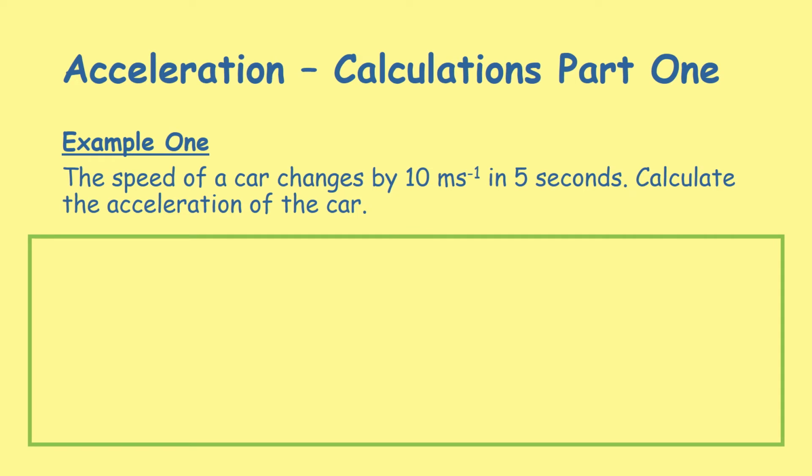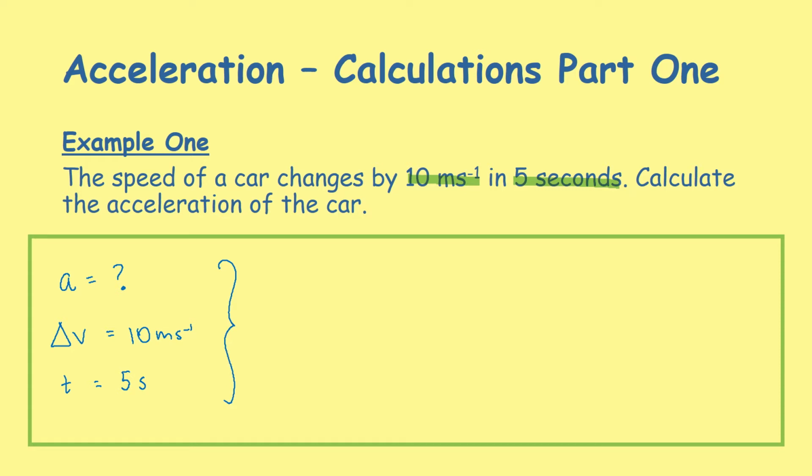Example 1. The speed of a car changes by 10 meters per second in 5 seconds. Calculate the acceleration of the car. As always with equation-based questions, we want to write down what we know and what we want to find out. So we want to calculate the acceleration of the car, so the question mark goes next to the A. Our change in speed, delta V, is 10 meters per second. And our time is 5 seconds.